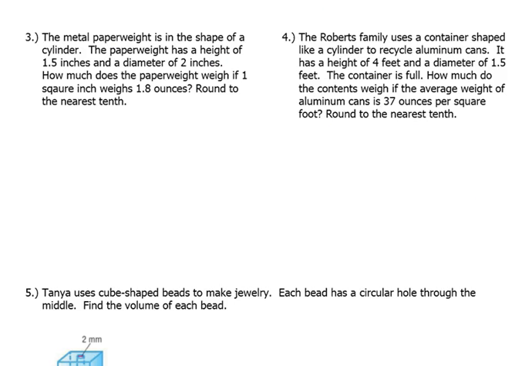Okay, let's try another one. Oh, got to go to the next page. These look like they're really long, but it's because the pictures take up so much space. So the metal paperweight is in a shape of a cylinder. The paperweight has a height, there's your h, of 1.5, a diameter of 2 inches. All right, well, that means my radius is going to be 1 inch. How much does the paperweight weigh if 1 square inch equals 1.8 ounces? Except that should be 1 cubic inch, because it's a cylinder. So this should be if 1 cubic inch weighs 1.8 ounces. So we'll get there. Let's find the volume first.